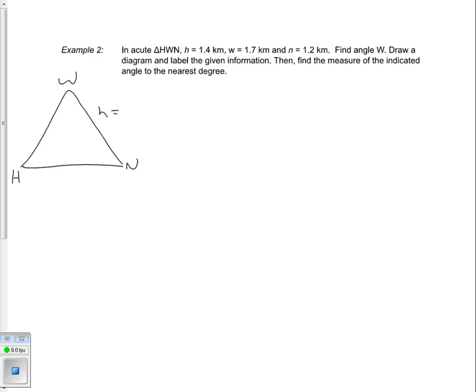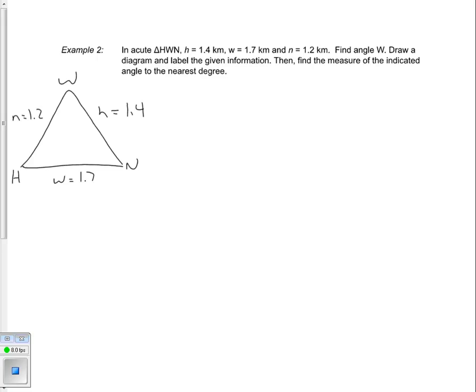is 1.4 kilometers. The length of side W is 1.7. W is across from angle W. And side N, which is across from angle N, happens to be 1.2 kilometers.